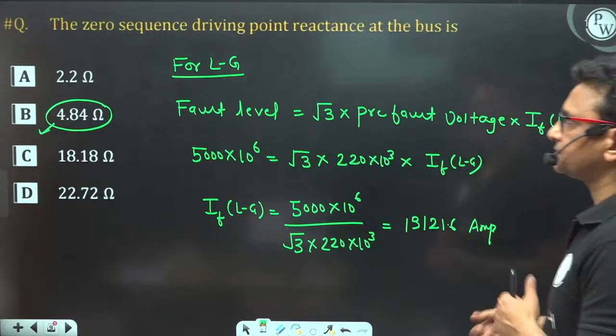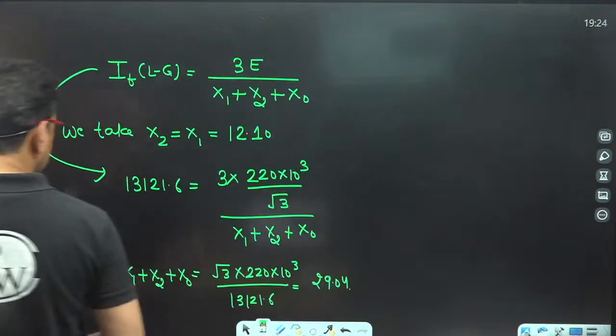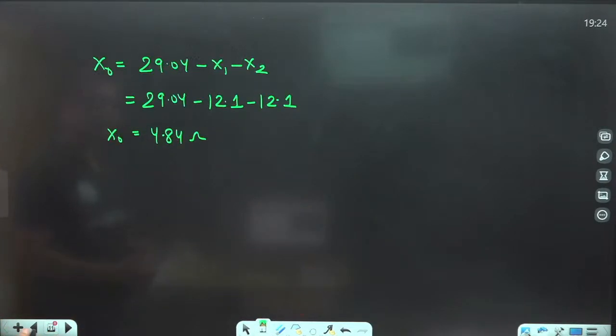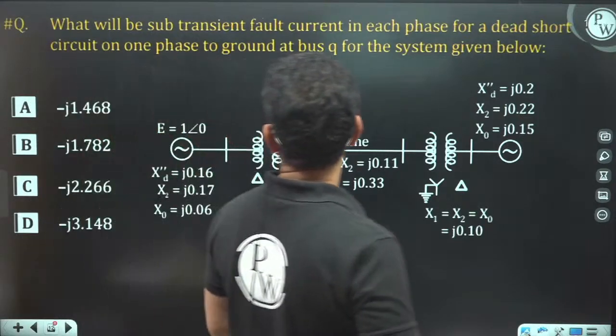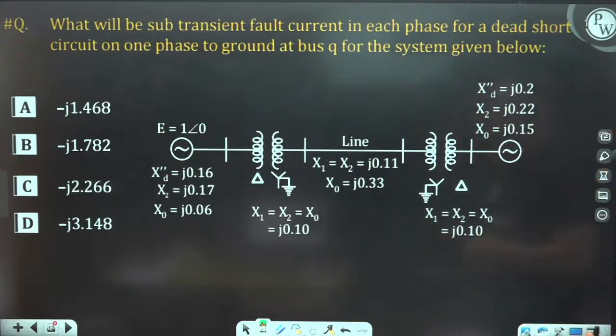Okay. Now come to the next question. What will be the subtransient fault current in each phase for a dead short circuit on one phase to ground?